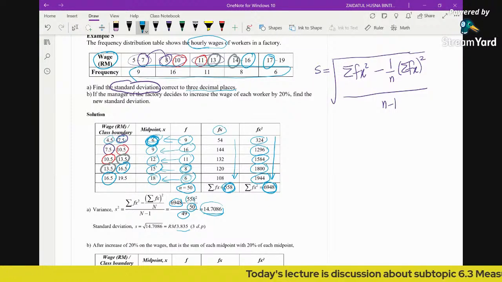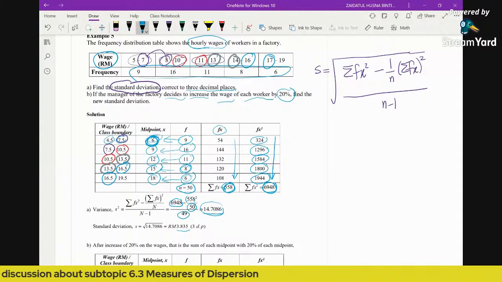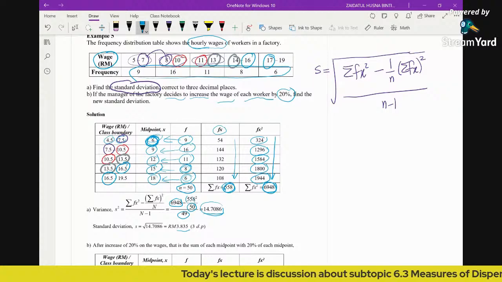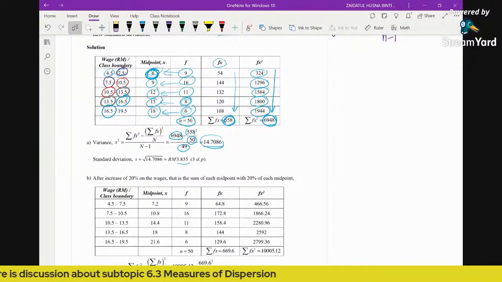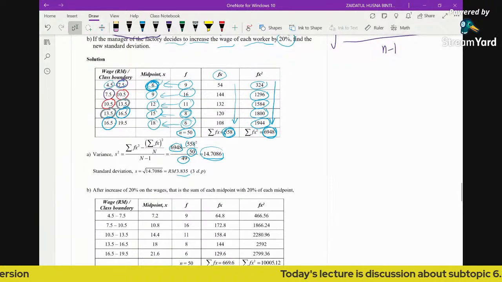Then if the manager of the factory decides to increase the wage of each worker by 20%, find the new standard deviation. So the wage or the income here, the manager decides to increase it. So find the new standard deviation. Again we come up with a new table, but this time the income will be increased by 20%.